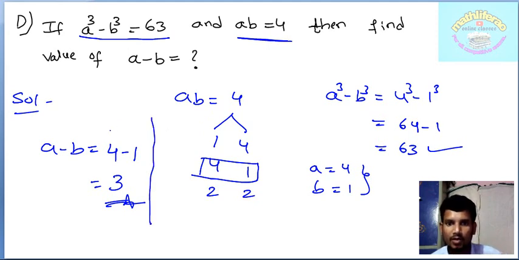So ab equals 4: 4 ones are 4, 1 fours are 4, 2 twos are 4. But a cube minus b cube is positive. It is positive when a is greater than b. So a value 4, b value 1 satisfies a cube minus b cube. To find the value a minus b, 4 minus 1 value is 3. Okay? Now next question.